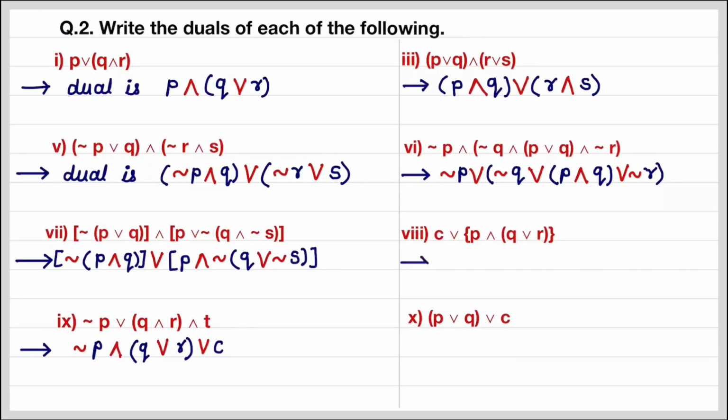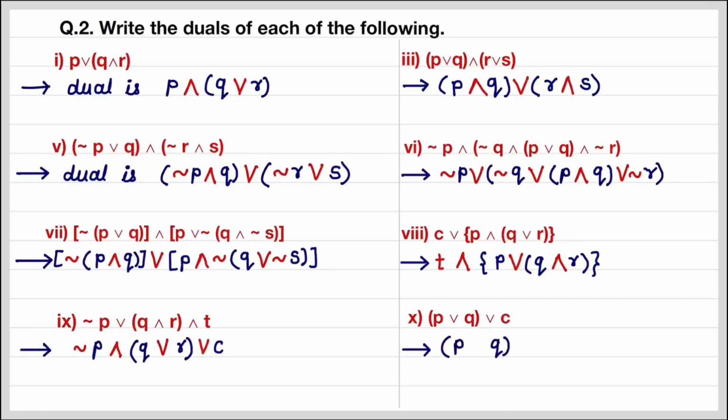Eighth example is C or P and Q or R. First of all, write unchanged terms. Unchanged terms are all statement letters P, Q, R. Now replace C by T, OR by AND and AND by OR, which is the dual of the given statement.